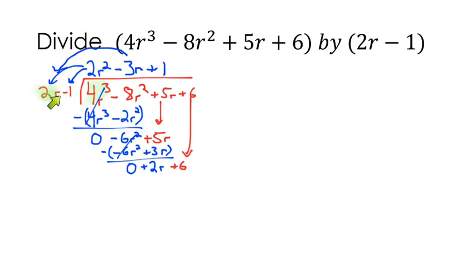And then I'm going to multiply back through. 1 times 2r is 2r. 1 times negative 1 is negative 1. 2r minus 2r is 0. 6 minus a negative 1 is 6 plus 1.